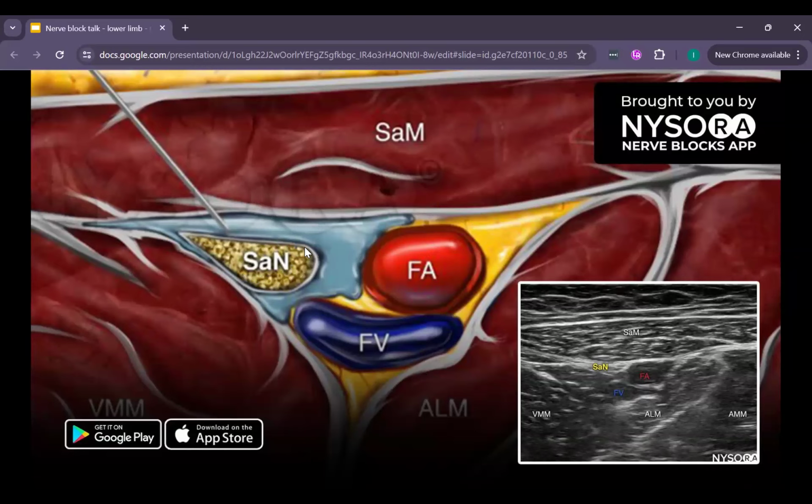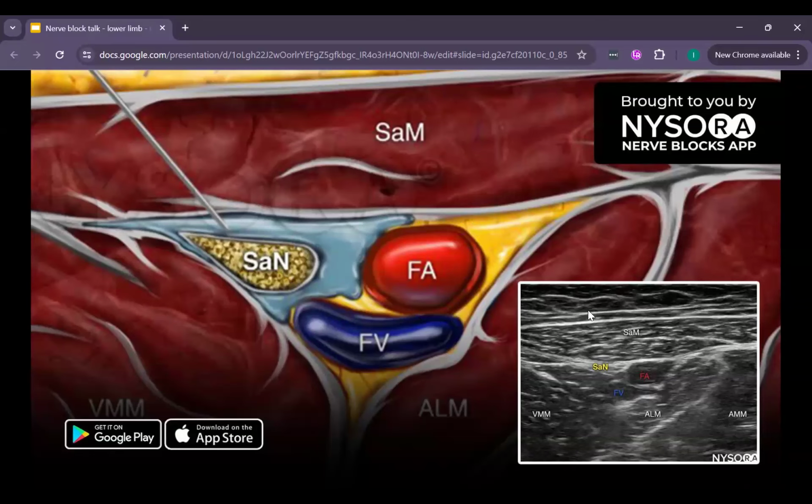And so you won't always see the saphenous nerve. After you start to inject the local anesthetic, we should start to see a structure that resembles the saphenous nerve, and we should also see some spread across to the contralateral side of the femoral artery. And we'll show that shortly in an example.